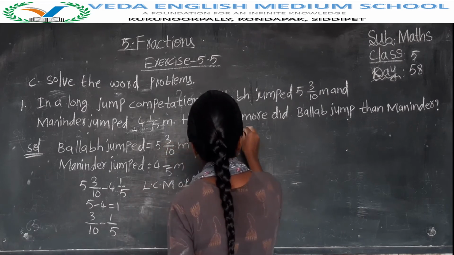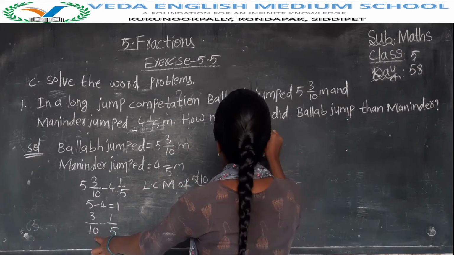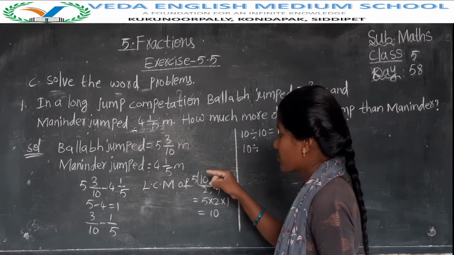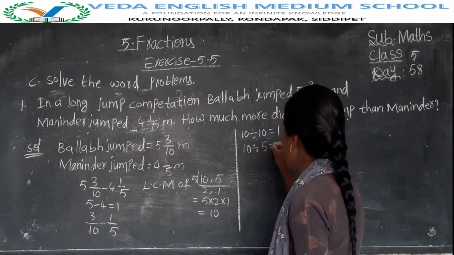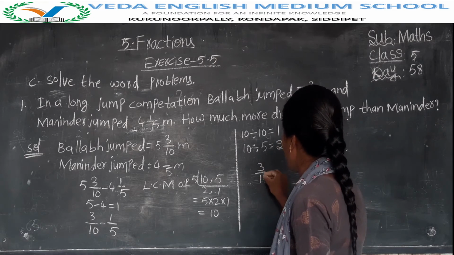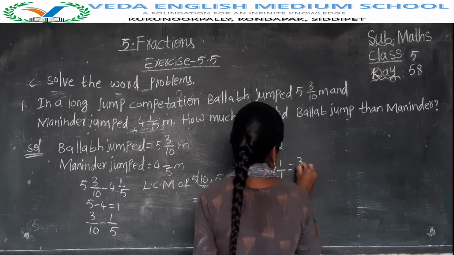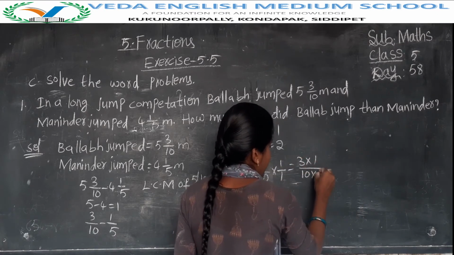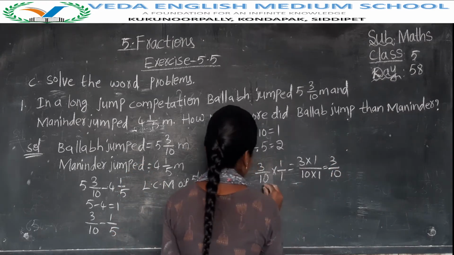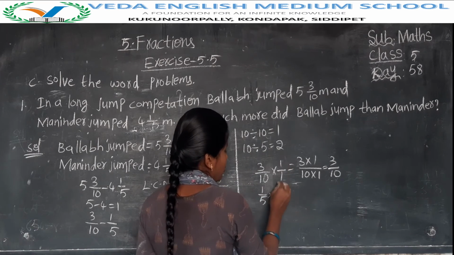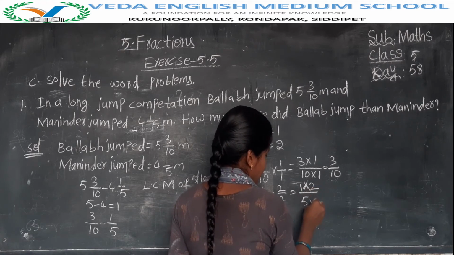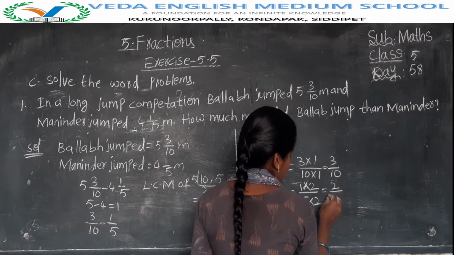Then take the LCM, that is 10, divided by the first fraction denominator 10. 10 ones are 10, so it gives 1. Then LCM 10 divided by the second fraction denominator, that is 5. 5 twos are 10. Then the first fraction, 3 by 10 into 1 by 1, that is 3 into 1 by 10 into 1; 3 ones are 3, 10 ones are 10. The second fraction is 1 by 5 into 2 by 2, that is 1 into 2 by 5 into 2; 1 two is 2, 5 twos are 10.